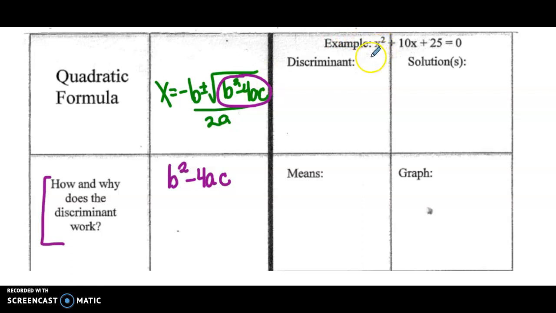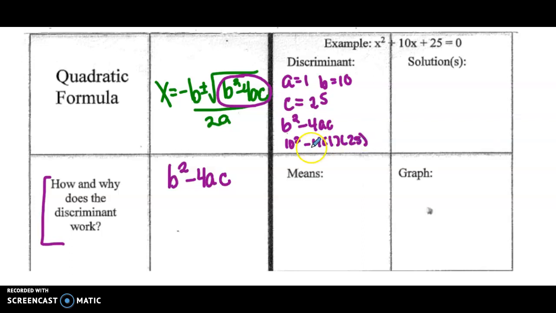Okay, so for your discriminant, remember, we need to find our a, b, and c values. Remember, a is always the number in front of x squared, so in this case, it's 1. b is the number in front of x, in this case, it's 10. And c is going to be 25. It's your number without an x. So what you're going to do here is b squared minus 4ac. Just the discriminant. We're going to figure out what is underneath that radical. So b squared in this case is 10 squared minus 4 times 1 times 25. That is going to end up giving me 0.